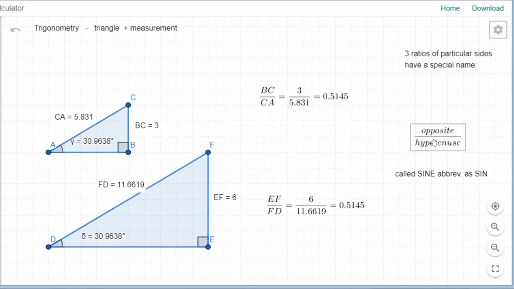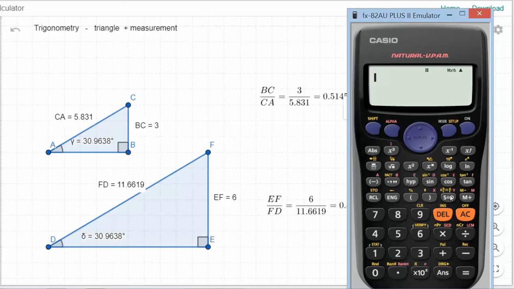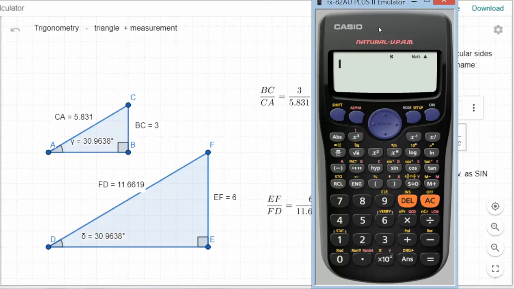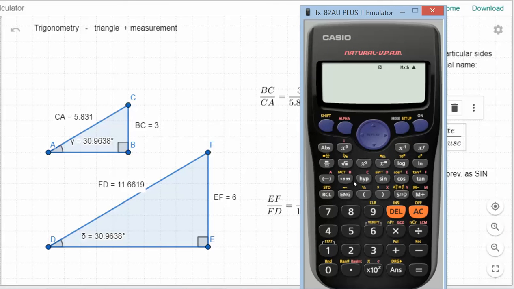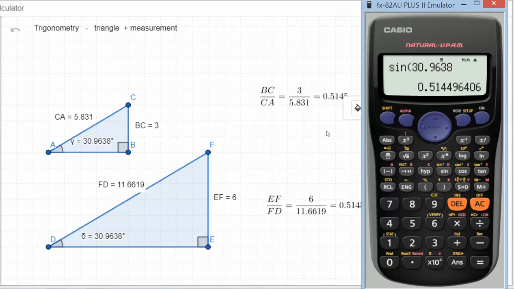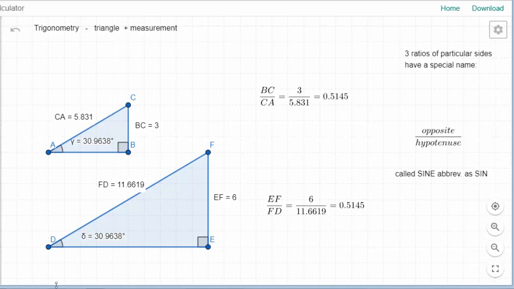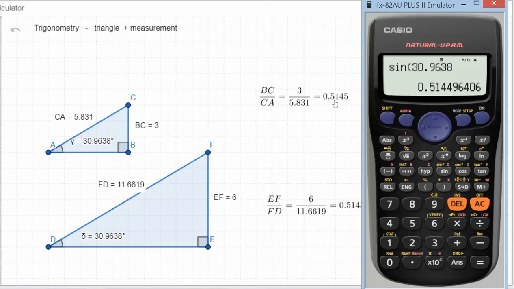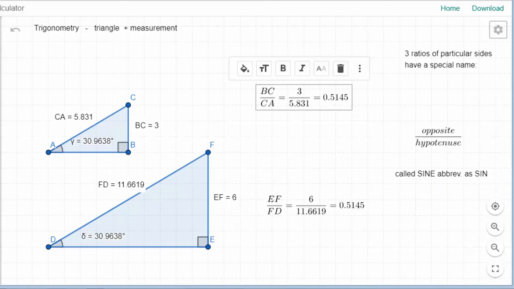So we call that the sine ratio. And again, let's go to our calculator and just confirm. So for this particular one, if we press sine, type in the angle 30.96, your scientific calculator will give you the ratio. There you go, 0.514 something, which matches what we got on the board there. 0.5145.